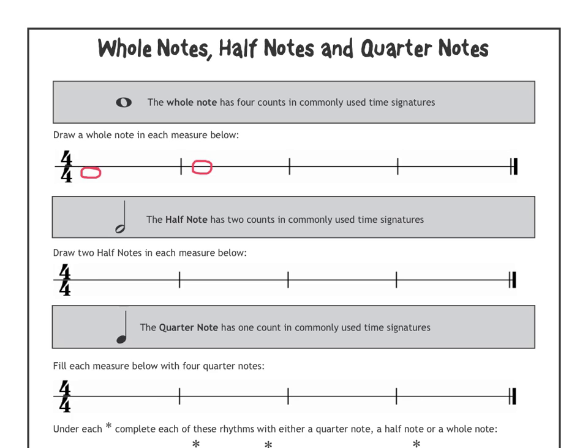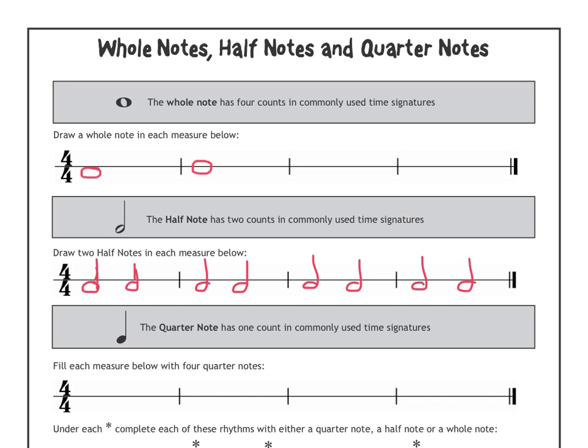The half note works very similarly, except it only gets 2 beats per bar, as you can see right here, 2 counts in your basic time signatures. So that's why they say draw 2 half notes in each measure. A half note is an empty circle with a stem. So I'm going to do a circle with a stem, circle with a stem, and the stem should be a little longer than that, right? So fill these bars with half notes.